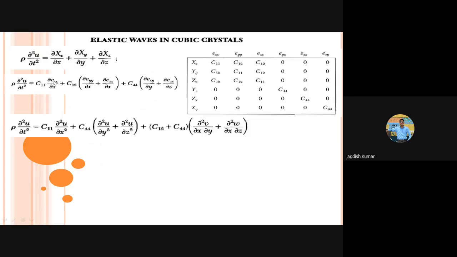The first one is straightforward. exx was nothing but del U over del X, so that became del square U over del X square. Similarly, eyy is also straightforward, so this will be something like C12 del square V over del X del Y. So this is the term here, del square V over del X del Y. Similarly, you should get all the terms. Try to collect all the terms and then rearrange them to obtain this specific equation.